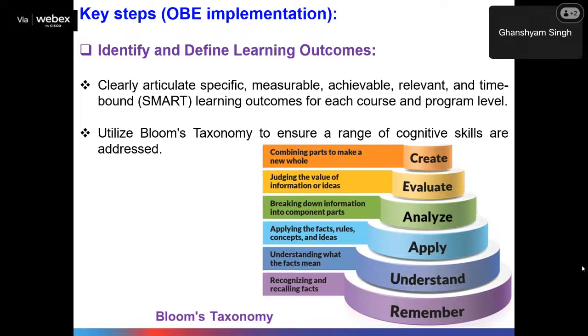The key steps for OBE implementation: first, we need to identify and define learning outcomes. Now, when we say learning outcomes, we need to clearly articulate specific, measurable, achievable, relevant, and time-bound, that is, in short, SMART learning outcomes for each course and program level. So if a university is offering 5 courses and 3 programs, then we need to define the learning outcomes for all the 5 courses and all the 3 programs.